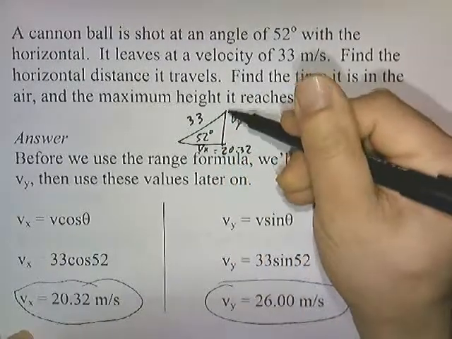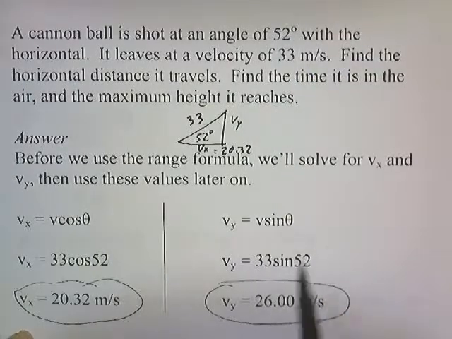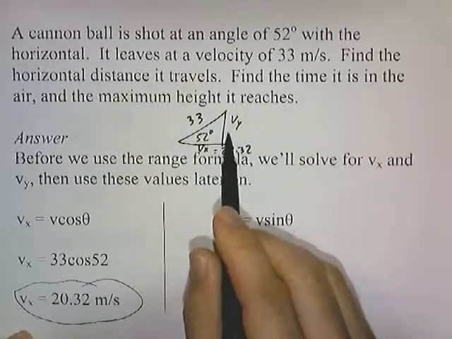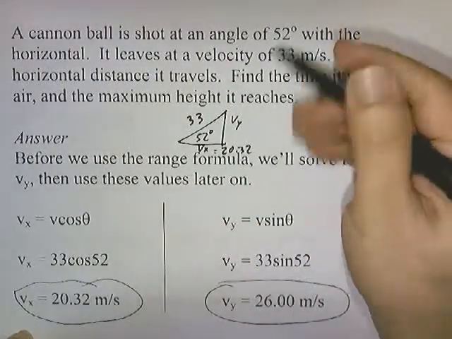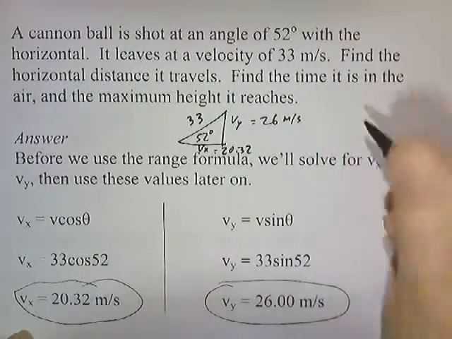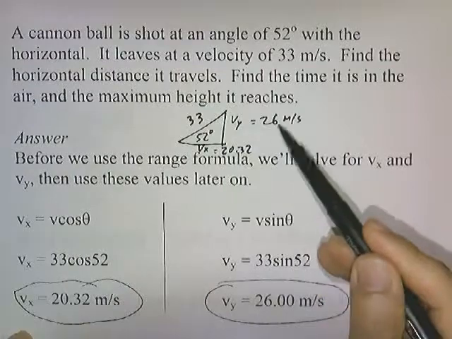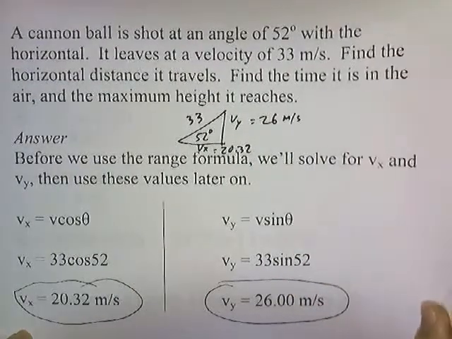Now we want to find the initial vertical velocity. Vy is v sine theta. Vy is 33 sine 52. So that's going to be 26. Take the sine of 52 times 33, and that gives you that. This is the initial rate at which it's going up. We're going to set these numbers aside and use them later, so make a mental note of those two values.